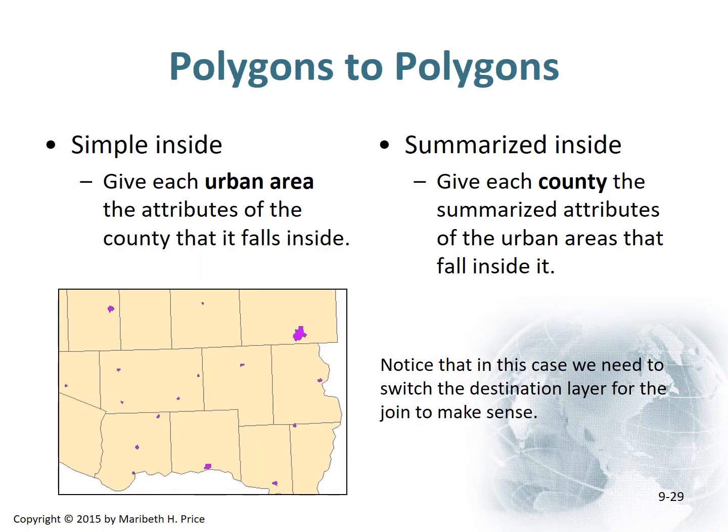Polygons to polygons. Simple inside is like giving an urban area all the attributes of the county that it falls in. Summarized would be to give the county summarized attributes of all of its urban areas.